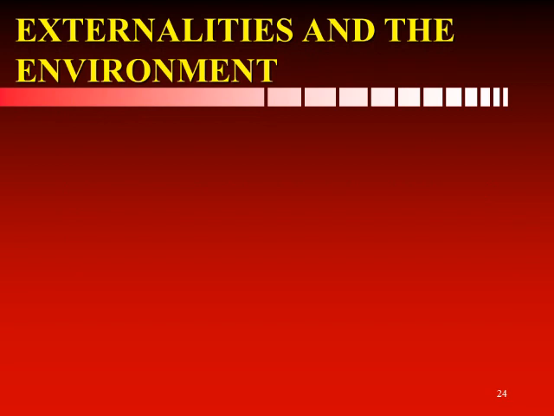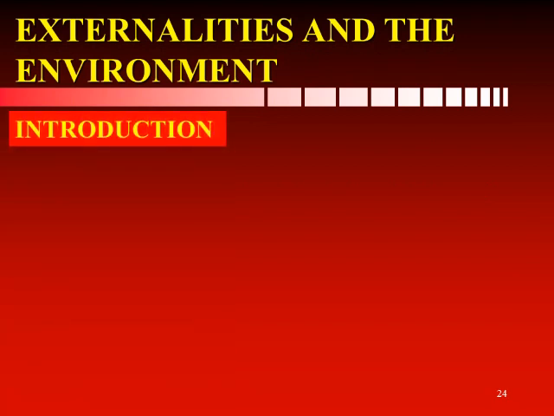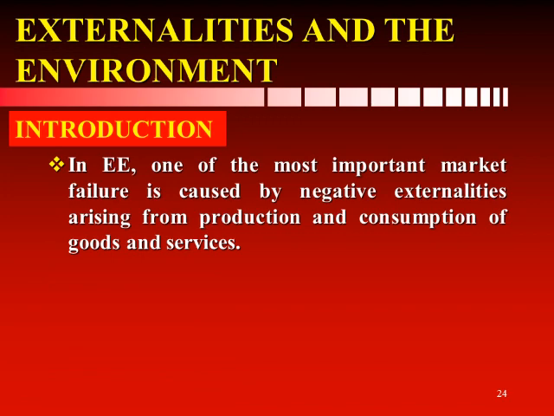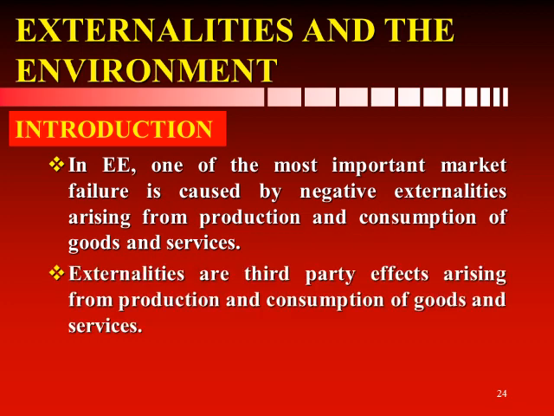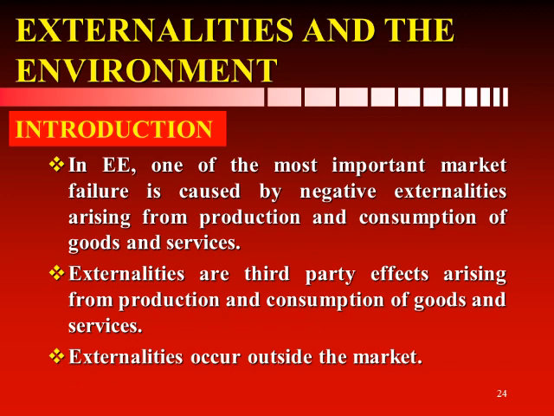Let us see how these externalities and the environment are related. In environmental economics, one of the most important market failures is caused by negative externalities, which arise from production and consumption of goods and services. Externalities are third-party effects arising from production and consumption of goods and services. Here the third party refers to we people. Externalities occur outside of the market. That is, they affect people not directly involved in the production and consumption of goods or services.